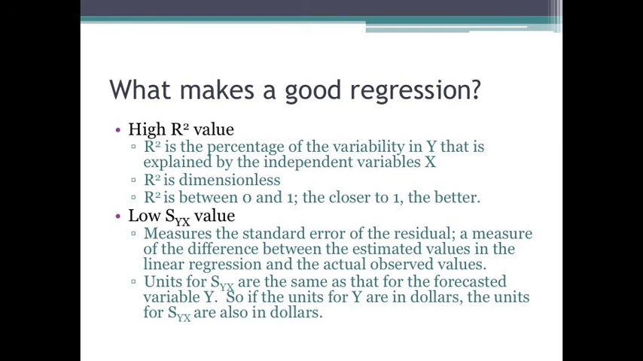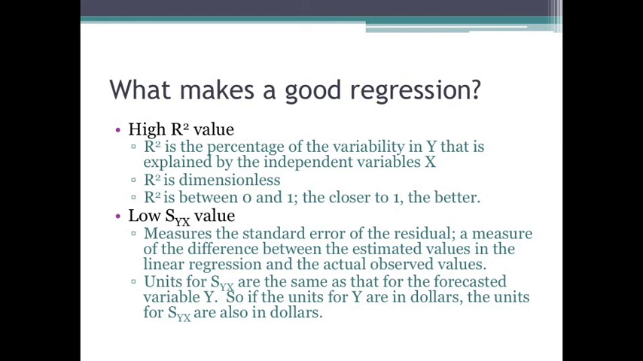Now, the R-squared is the percentage of the variability in y that is explained by the independent variables x. So whatever we use in our formula, the R-squared represents the percentage of the variability in what we're trying to forecast that is actually explained by those variables. So if we have an R-squared of 0.75, then that means that 75% of the variability in what we're trying to forecast is actually explained by the model.